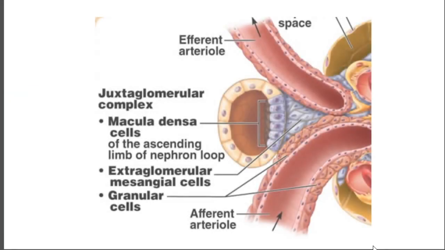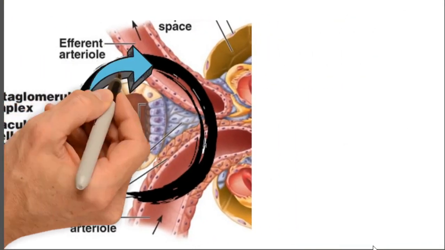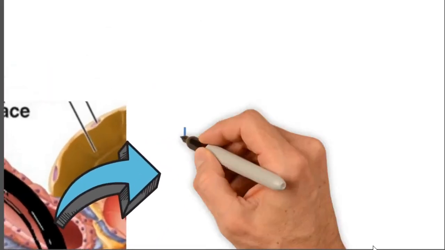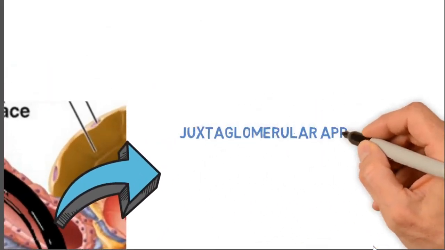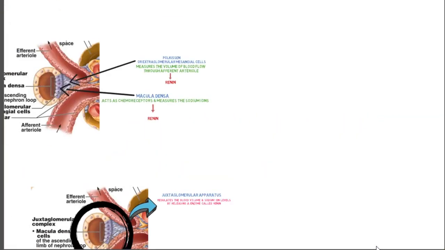All these cells are tightly assembled at the entrance of the Bowman's capsule and at the distal convoluted tubule. They form a complex called the juxtaglomerular complex, or more popularly the juxtaglomerular apparatus, which has a unique role of regulating the blood volume and sodium ions by releasing renin.